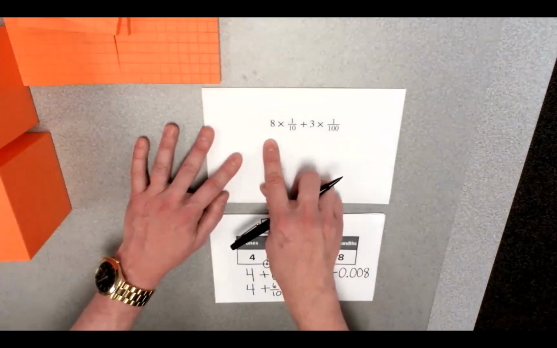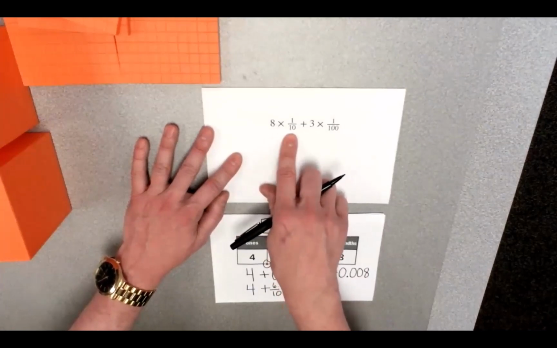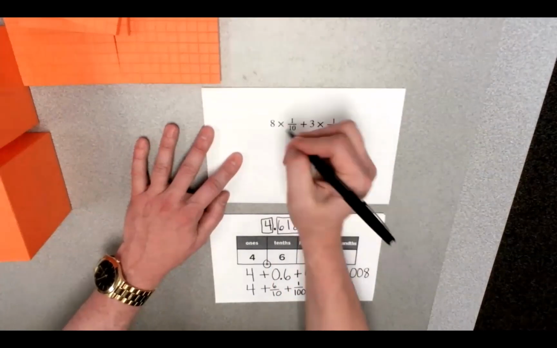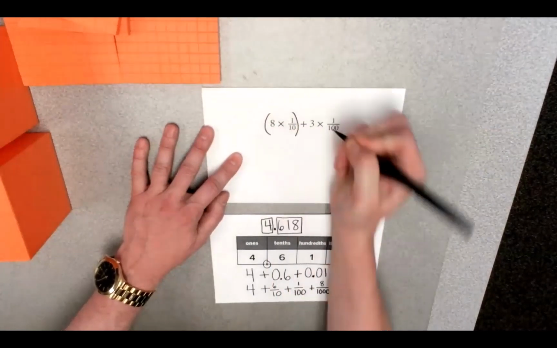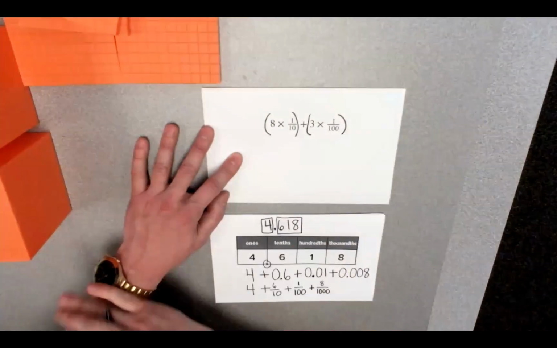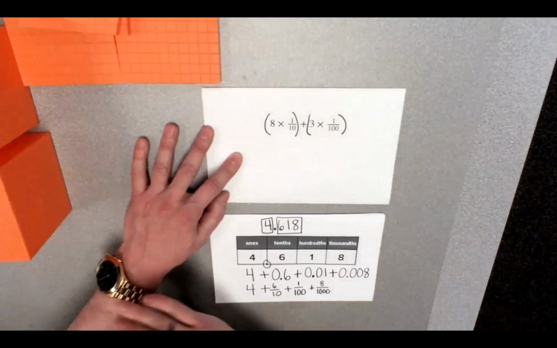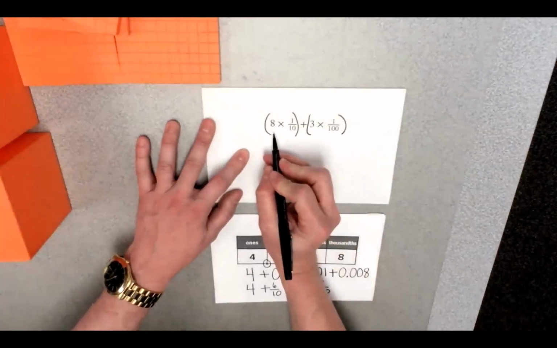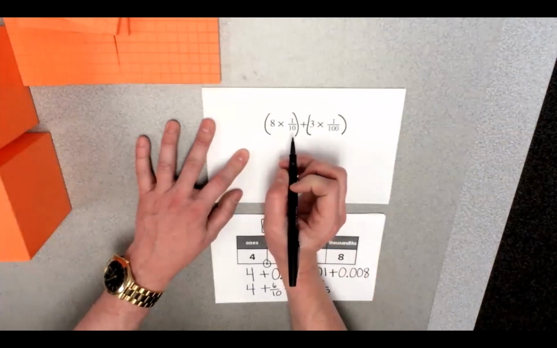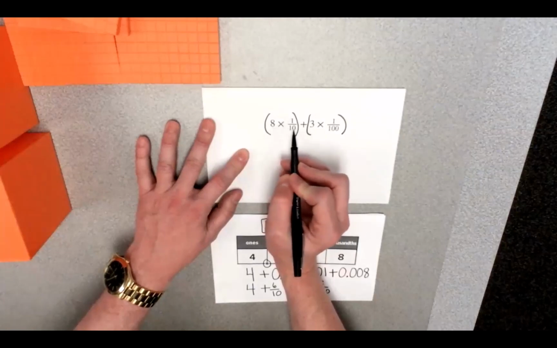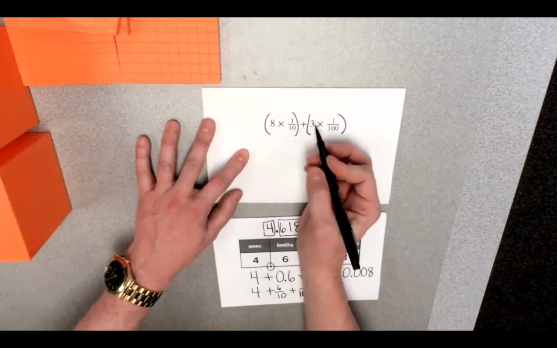So I'm going to use grouping symbols and kind of what I know about expressions to help me here. I see 8 times 1/10 plus 3 times 1/100th. So I'm going to place some parentheses around the 8 times 1/10 and the 3 times 1/100th. As I'm writing this, I'm going to go ahead and write it in standard form. 8 times 1/10. So that tells me that there are 8 tenths.